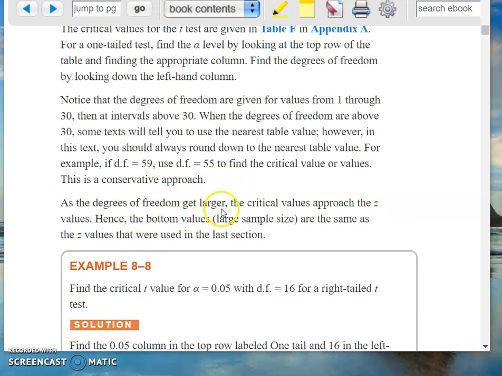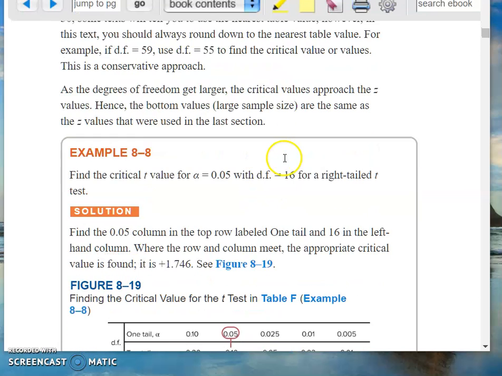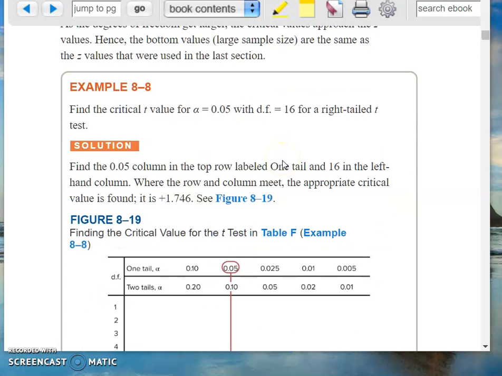He says, as the degrees of freedom get larger, the critical values approach the z-values. Hence, the bottom values, in other words, the large sample size. So for a large degree of freedom, therefore a large sample size, you get the same numbers. The z-values and the t-values, the actual numbers are the same for the corresponding probabilities that you're looking for. In other words, if you want a 10% beta, it's going to be the same number. All right, and hopefully we'll see an example or two of that.